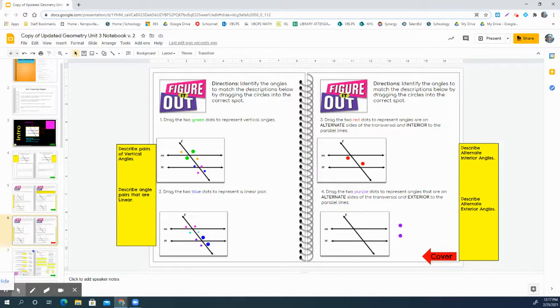So alternate exterior is going to be the same thing, just on the outside, right? So if I've got an acute angle on the top left, then I need an acute angle on the bottom right. Or I can do an obtuse angle on the top right and an obtuse angle on the bottom left, right? Alternate angles, you're going to have obtuse equals obtuse and acute equals acute. And we'll talk about those more tomorrow.